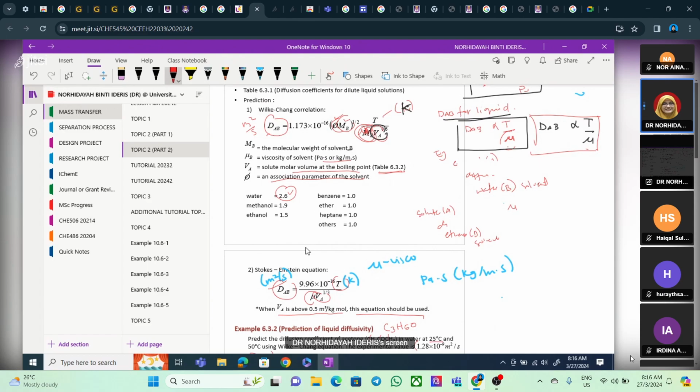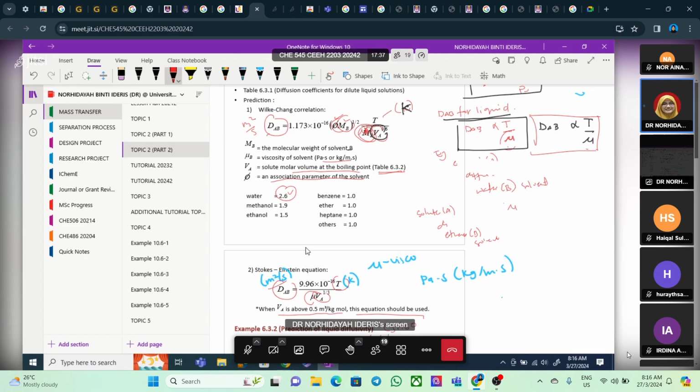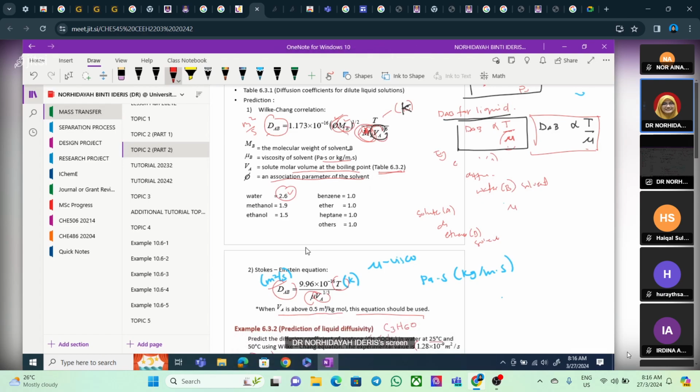So biasanya kalau komponen B ni adalah solvent, biasanya macam ni lah, water, methanol, ethanol. Kalau solute ni biasanya apa, macam ammonia. Alright. The solute A that we would like to recover. So you look up into the notation here. Kalau MB maksudnya dia bukanlah molecular weight of the solute, but it's the molecular weight of the solvent. So if the ammonia is dilute inside the water, then the MB here is water, which is 18.02 kilogram over kilogram mole.